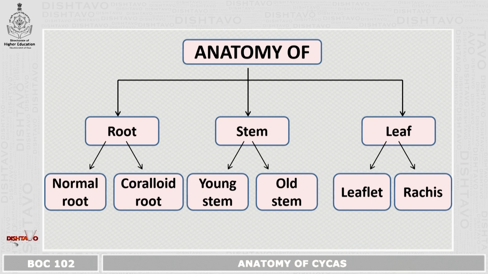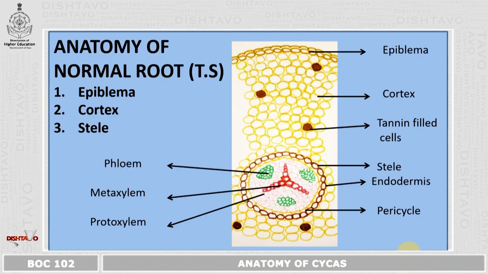In this module, I will explain the anatomy of normal root, coralloid root of cycas, young stem and old stem, leaflet of cycas and rachis of cycas. Let us begin with the anatomy of cycas normal root. Internally, the cycas normal root consists of three well-defined regions.